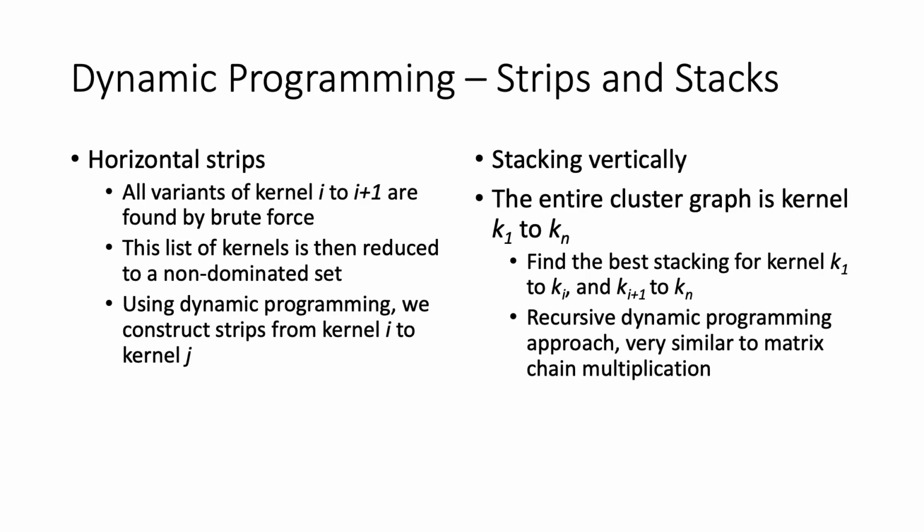And I can build up longer and longer strips. So I do I and I plus 1, then the pair of I and I plus 1, and I plus 2. And it's just classic dynamic programming to build horizontal strips. Once we've got those strips, we can then do stacks of them. So I might want to find the solution for packing all k1 to kn. I can pick some value kj in between and split it into 2 chunks and stack those on top of each other. The recursive dynamic programming approach should look very similar to matrix chain multiplication.